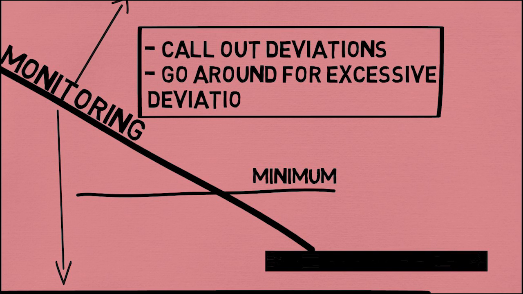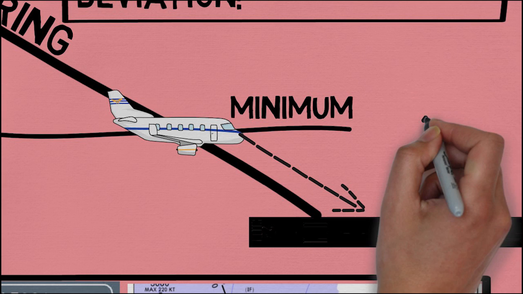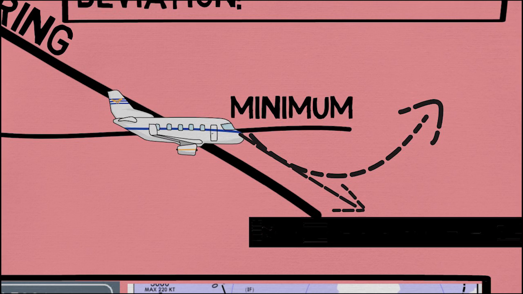Deviations should be called out. Go around for excessive deviation. Check your FCOM for limitations. Congratulations, you are now at minima. If visual reference is met, you continue. If not, go around.